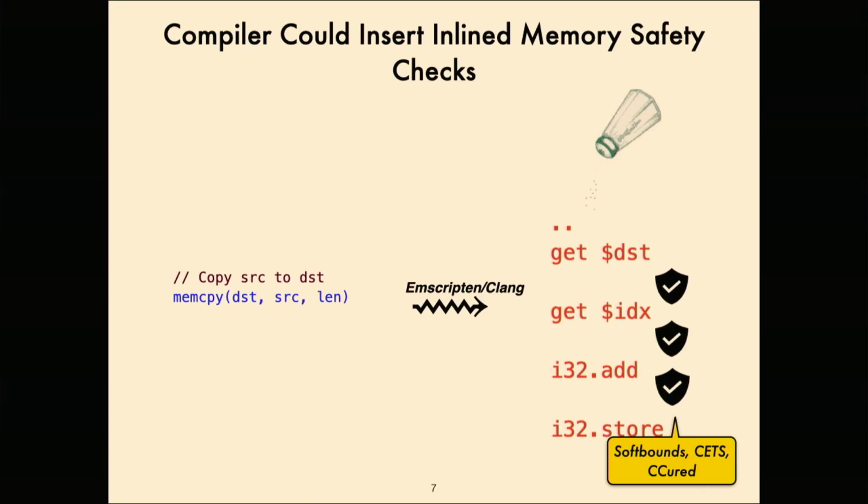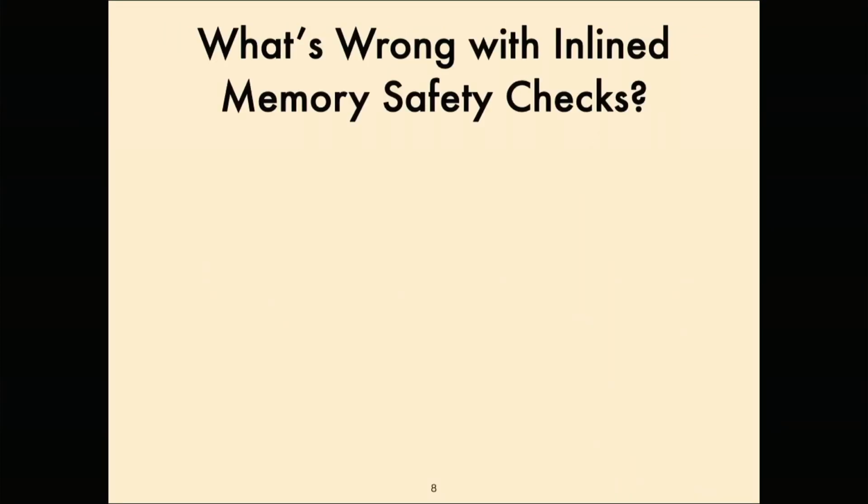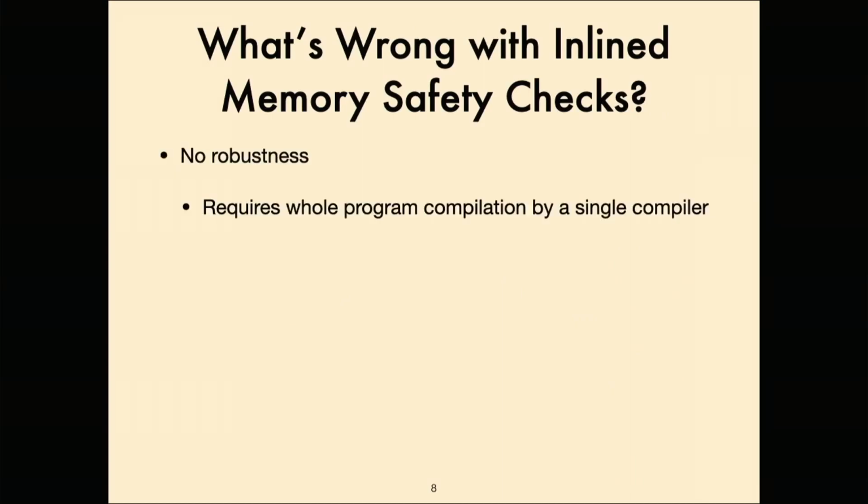However, there are at least three limitations with this approach. What's wrong? First, there's no robustness. If you have a Wasm module compiled with inline safety checks, and you have to link it against another module that also has inline checks so that you get memory safety as a whole, this could prevent you from linking with, say, a third-party library that's not compiled with these defensive checks.